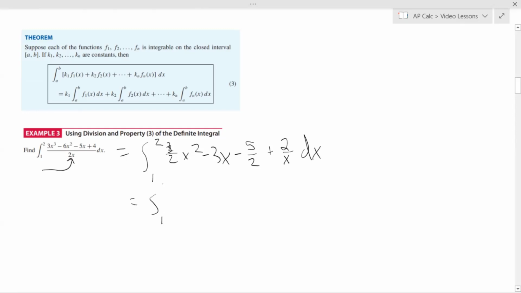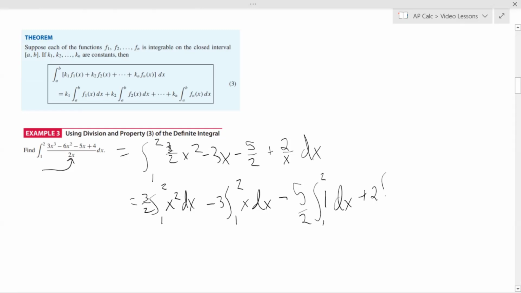Then that would be the integral from 1 to 2 of 3 halves x squared dx minus 3 times the integral from 1 to 2 of x dx minus 5 halves times the integral from 1 to 2 of just dx. If it helps to put a 1 in there, that might be suitable for you. And then plus 2 times the integral from 1 to 2 of 1 over x dx. Then we just anti-differentiate each of these and evaluate.